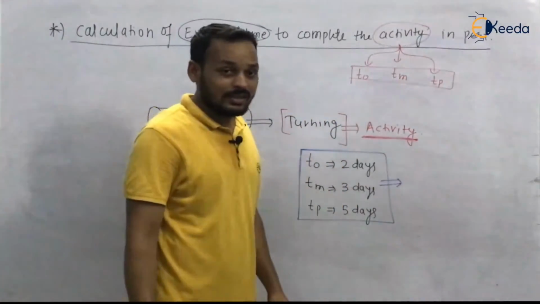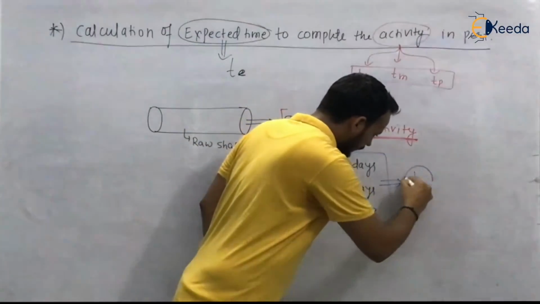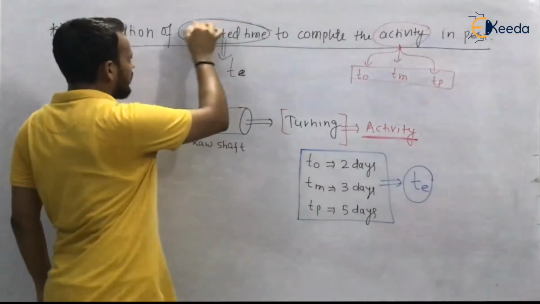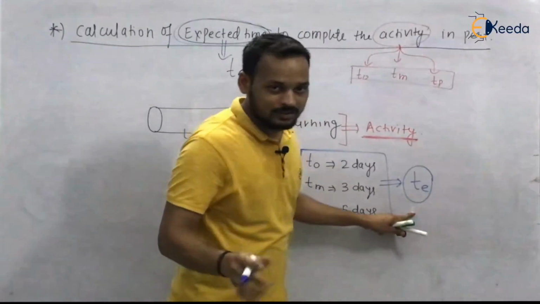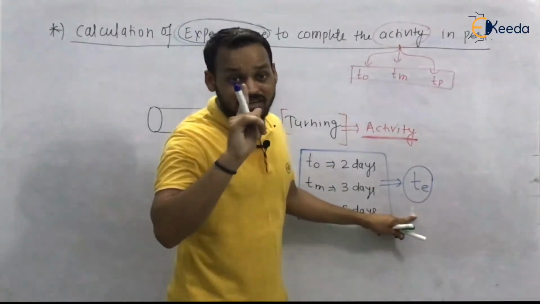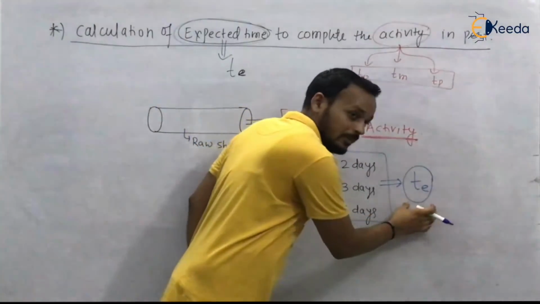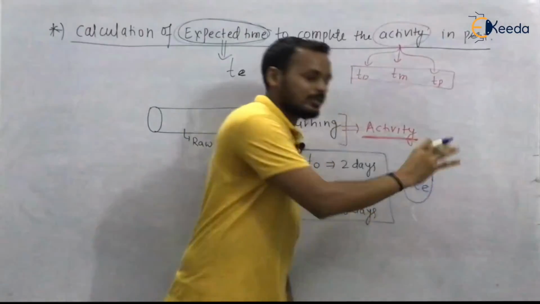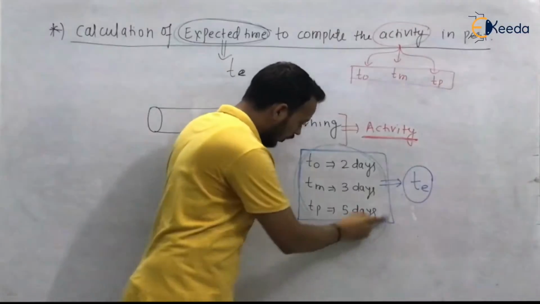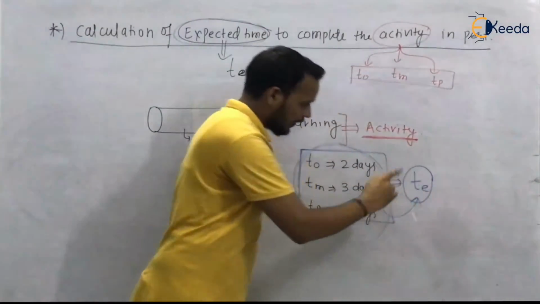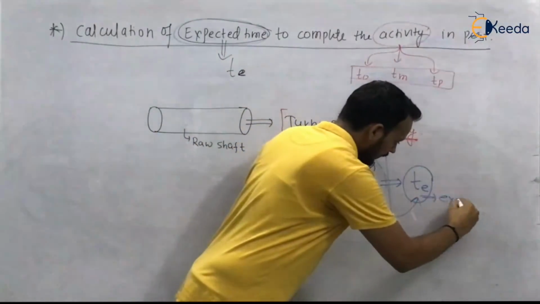You have to tell him a single time, that is the expected time TE. You will have to tell him the expected time, that you should visit me after this day. A single time estimate to complete the activity is known as expected time. So you have to convert all these three times into a single time, and that single time is known as expected time.